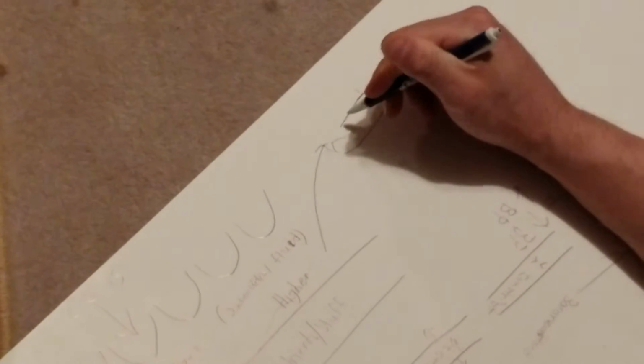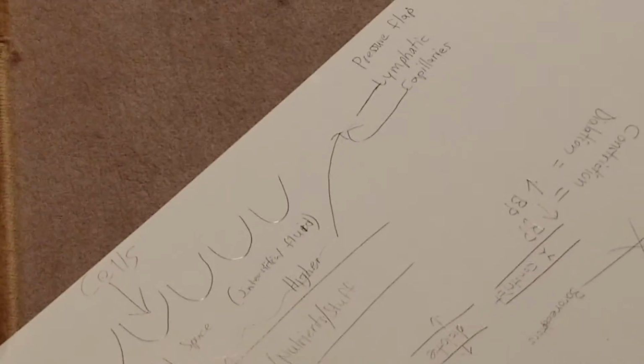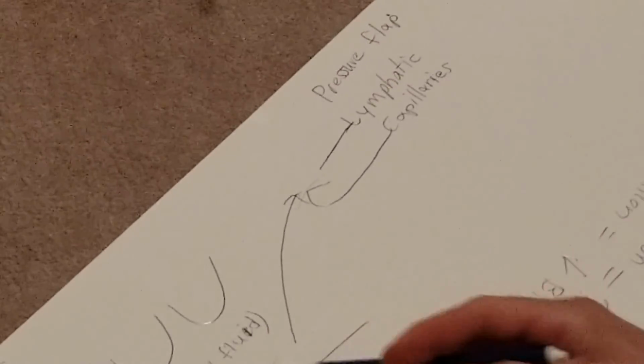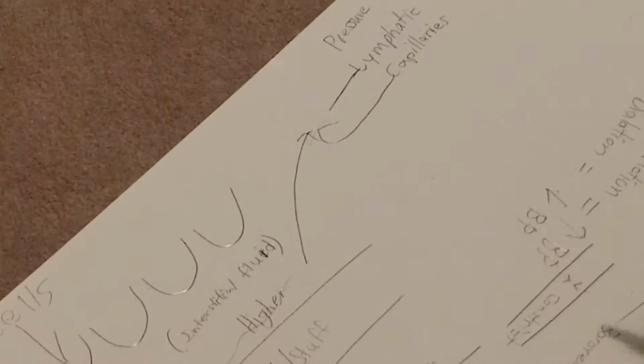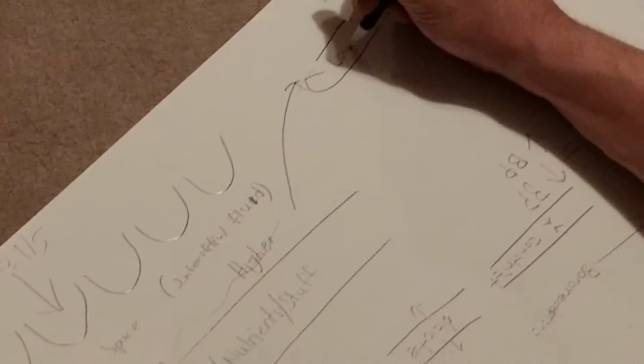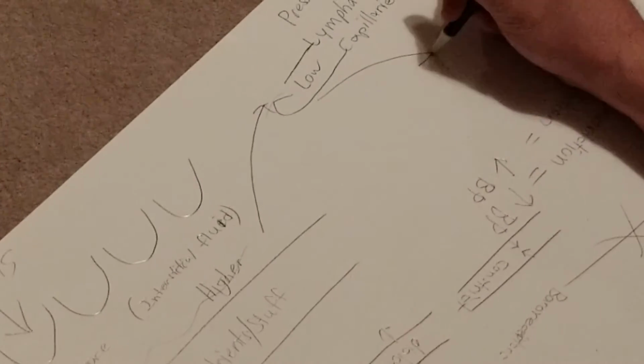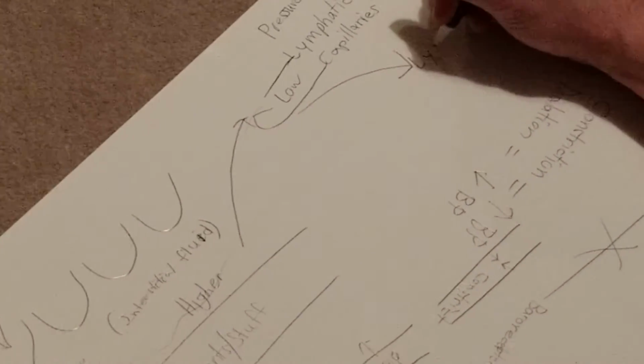So this is a pressure flap. And it lets liquid come into these. So our lymphatic capillaries, basically, they vacuum up all the liquid that they can from the interstitial fluid. And then from here, so inside of here is low pressure, and from here it goes to our lymph nodes where filtration takes place.